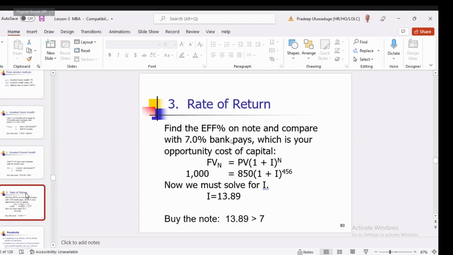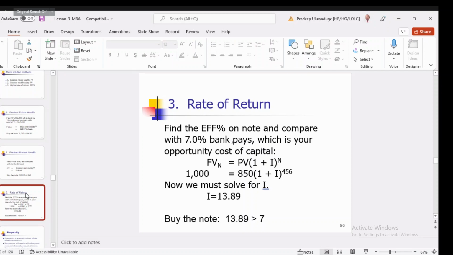So future value of any single cash flow equals the present value times (1 plus r) to the power n. This is the simple formula that we've been using throughout, right? Future value is 1000, 850 is the present value. 1 plus I is the amount that we are looking for, to the power 456. That is, if we compound it on a daily basis, n becomes 456, right? Now we must solve for I.